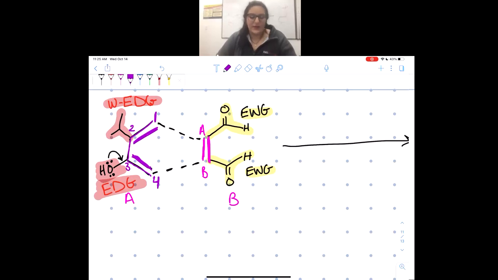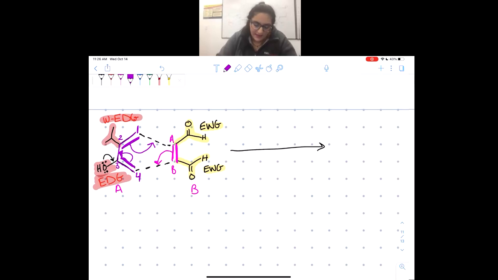And so we know that our diene is our nucleophile, so these electrons attack here to make a bond. That pushes these electrons from the dienophile to move here and make a bond. So that would then push these electrons to make this single bond into a double bond.